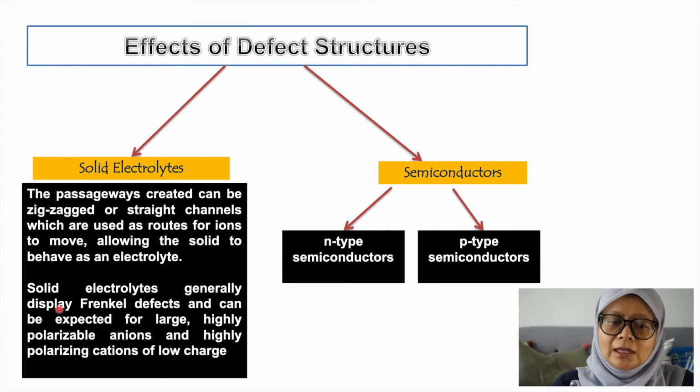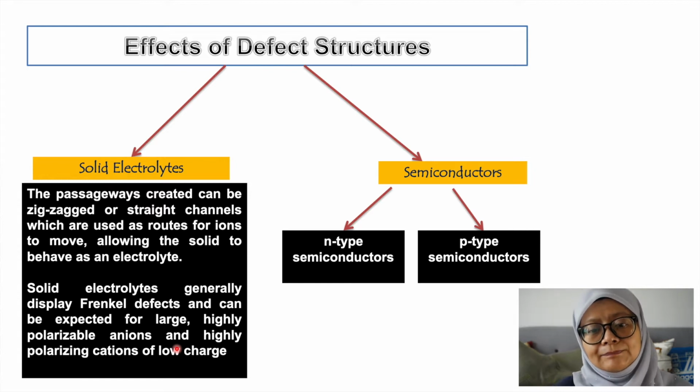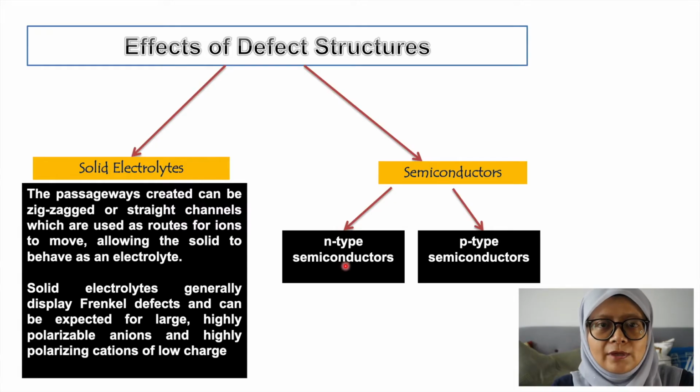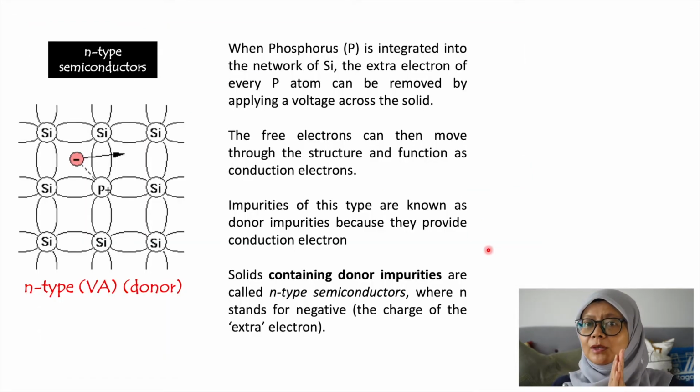So the solid electrolytes generally display Frenkel defects and can be expected for large, highly polarizable anions and highly polarizable cations of low charge. And for the second one, as semiconductors, we have two types of semiconductors. The first one is the N-type and the second one is the P-type. So let's go to the first one, the N-type semiconductors.